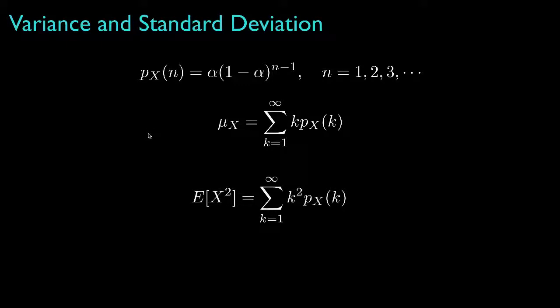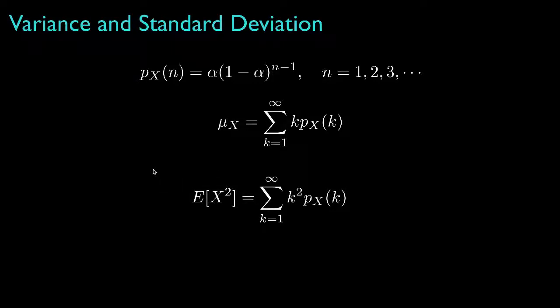The second moment for the random variable is the sum of the squares of each value that the random variable can take in its range, times the probability that it takes those values. Now, at this point, we can substitute the probability mass function into each of these summations and derive an expression for each of the expected values, the first and second moments.